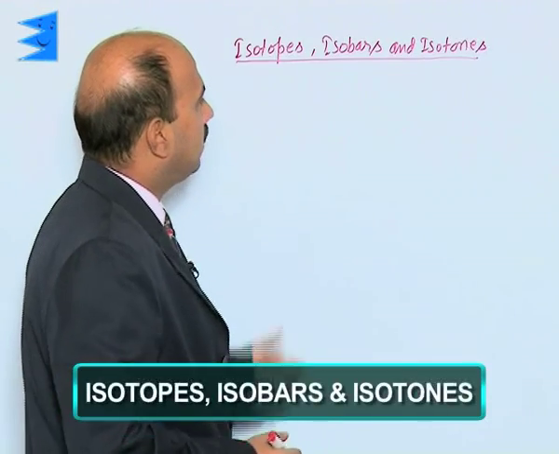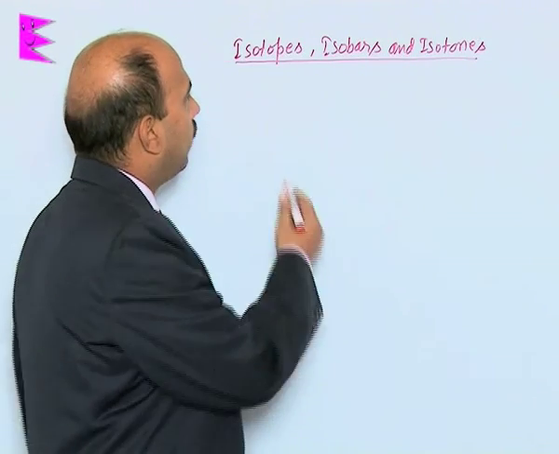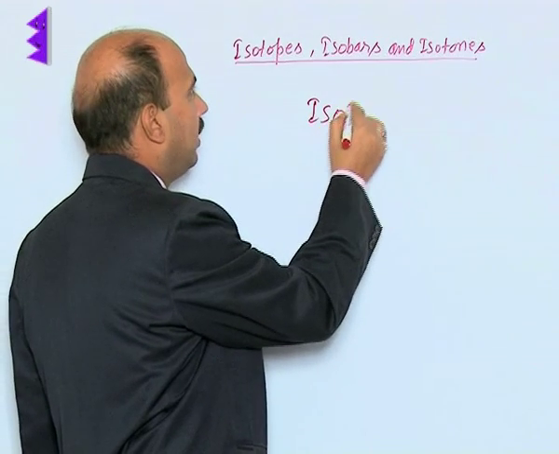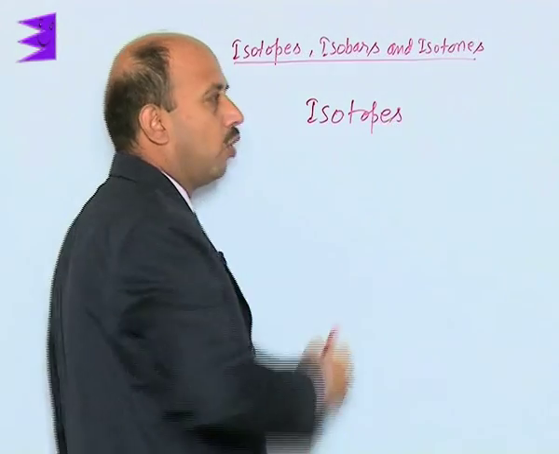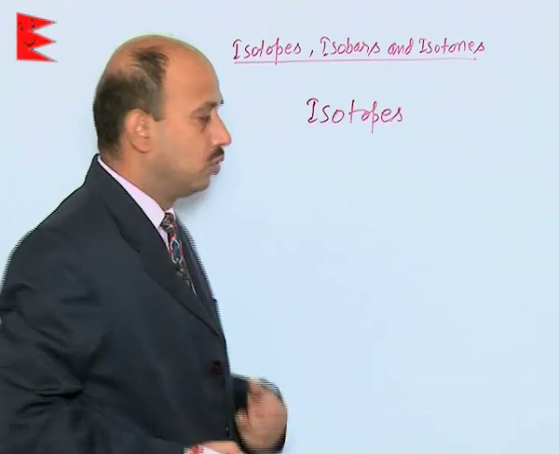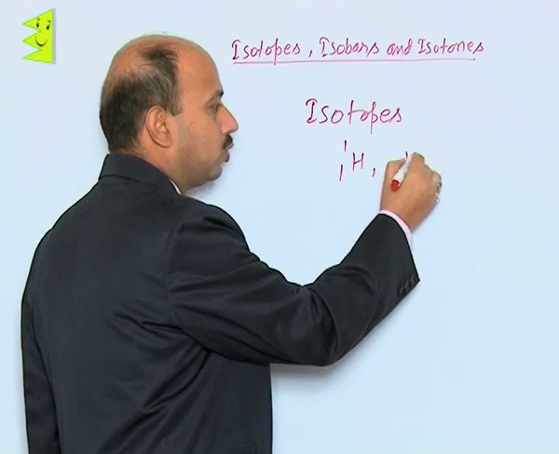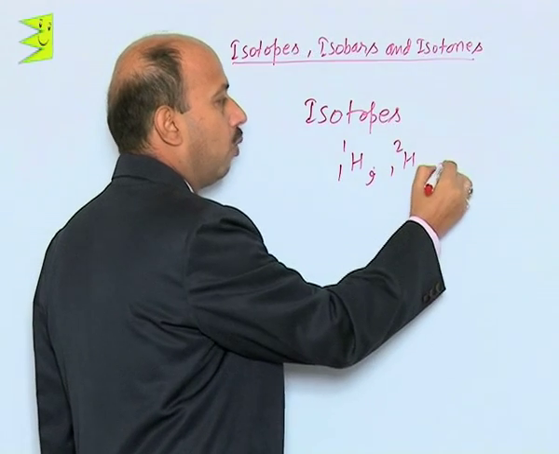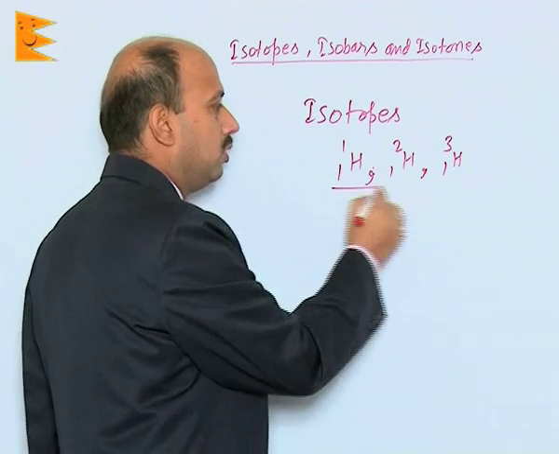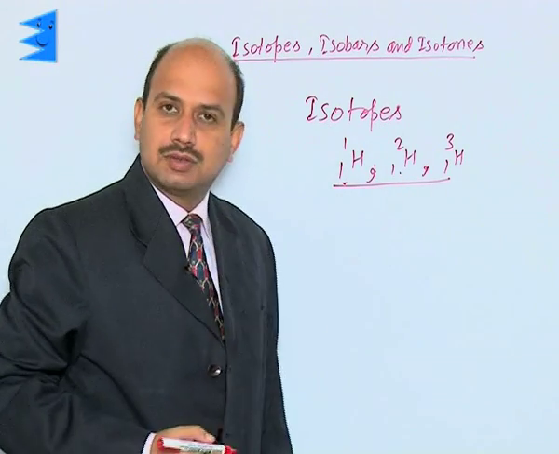Now see, these are the three different terminologies: isotopes, isobars and isotones. The first one is isotopes. What are isotopes? In isotopes, we take elements whose atomic numbers are the same but mass numbers are different. If you take the example of hydrogen, hydrogen has three isotopes: 1H1, 1H2 and 1H3. In all these three cases, the atomic number remains the same but the mass numbers are different.